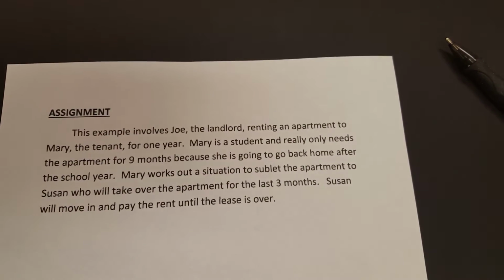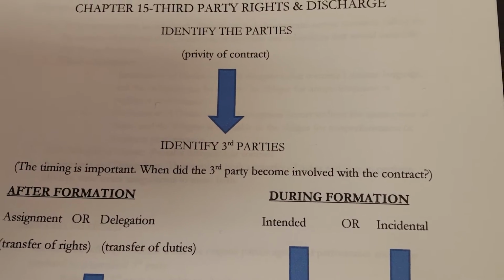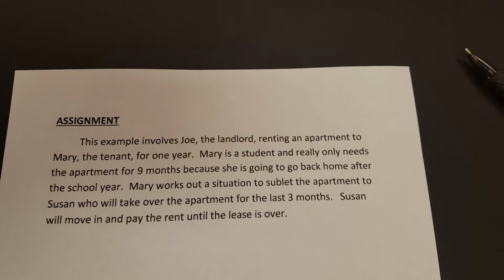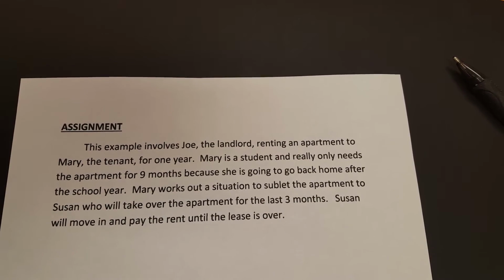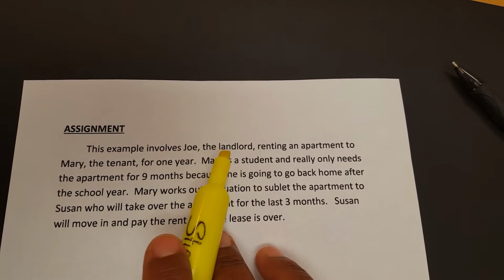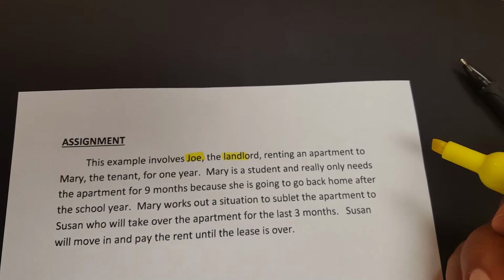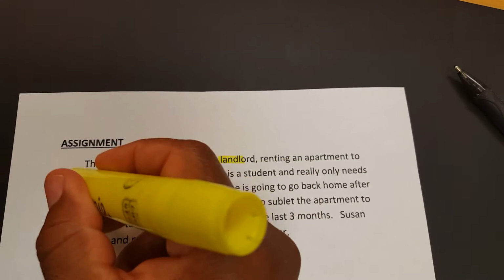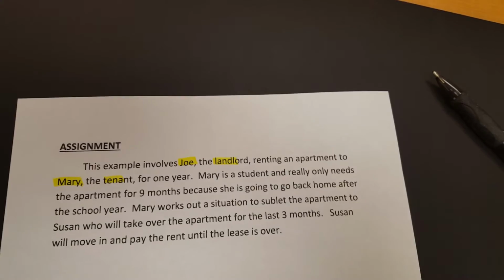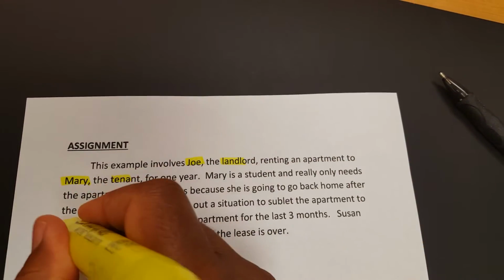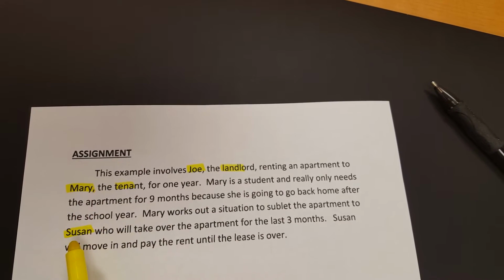So if you're using the handout that was provided to you in the assignment folder, you know that the first thing you have to do is figure out who the players are. So I'm just going to go through and highlight everybody that's involved. So I see that there is a landlord, it was Joe. Let's see, he's renting to Mary, who we know is the tenant. And then there's a sublet going on to Susan. So we have Joe, Mary, and Susan.